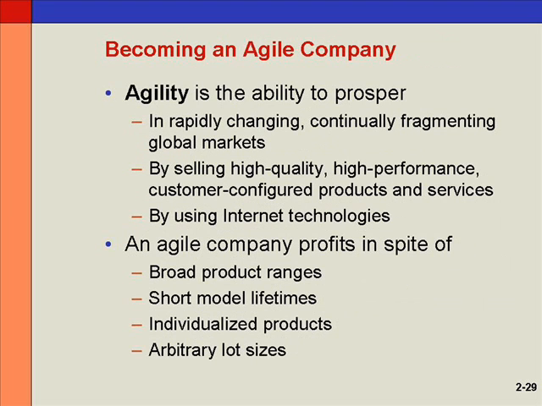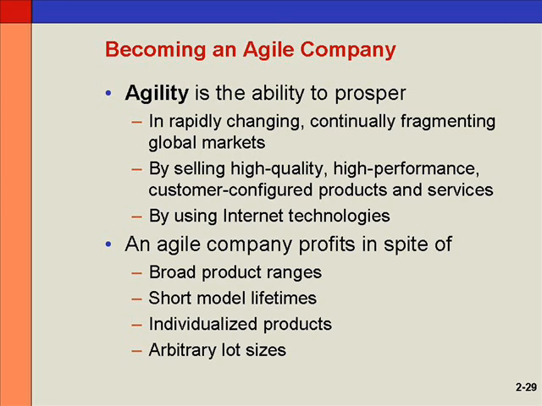The notion of an agile company or agile system design, that word agile and agility has become very much in vogue the last few years, as opposed to the standard systems development life cycle. An agile company has the ability to prosper in a rapidly changing, continuously fragmenting global market by selling, you hope, high quality, high performance, customer configured products and services. That would be the ultimate agile company, using, of course, internet technologies. Everything assumes internet technologies now.